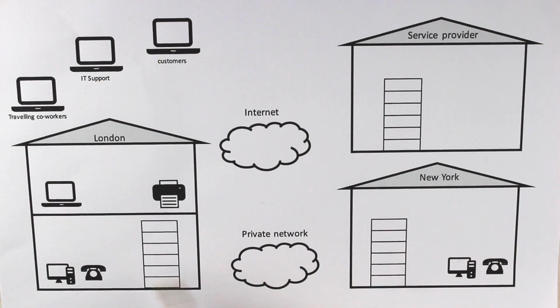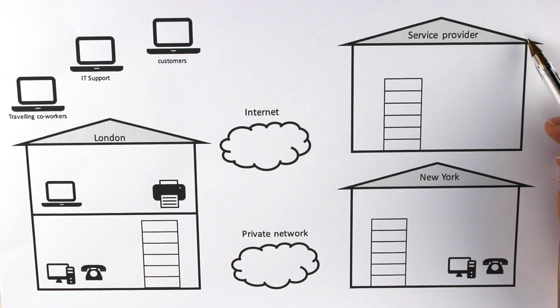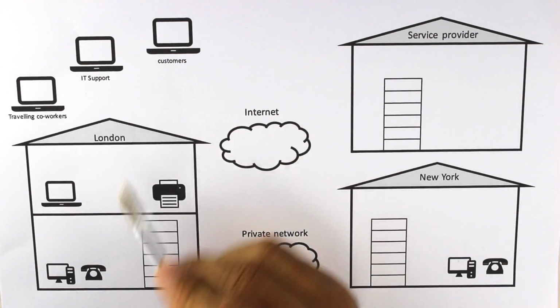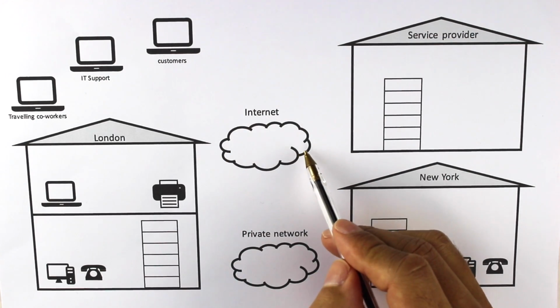So to start off, I've got a diagram here showing two business offices, one in London, one in New York. Clearly they could be any location. You could also only have one office, but the concepts still apply whether you've got one or two. I've also got a service provider here offering all sorts of IT services, which I'll go through in a minute. And then I've got some traveling workers, some IT support. This IT support is if you don't have your own resources in-house and you're using external resources, and then I've got some customers.